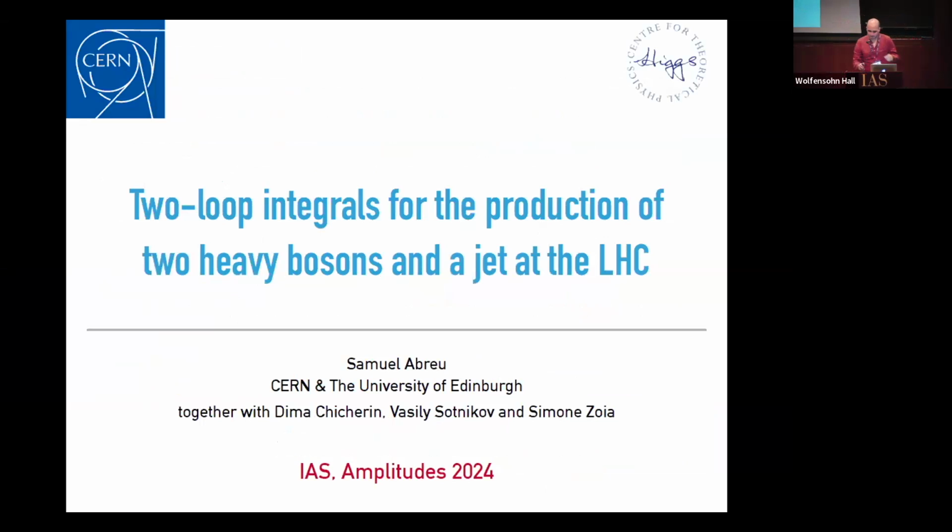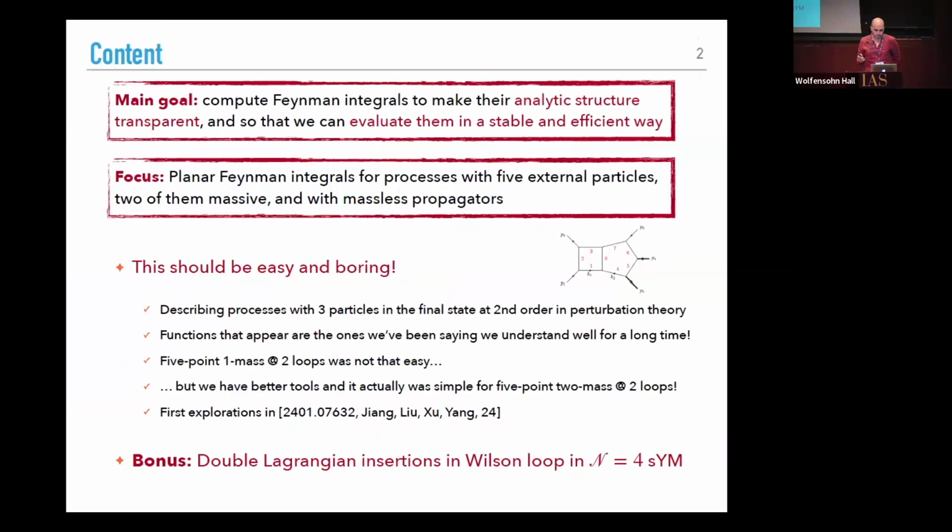Right, so two-loop integrals for the production of two heavy bosons and a jet at the LHC. And so what's the goal? The idea is that we want to compute, as we heard in the previous talk, Feynman integrals in a way that makes their analytic structure transparent. But also, if we want to do phenomenology with them, we need to be able to evaluate them in a stable and efficient way. And so we have to keep these two goals in mind.